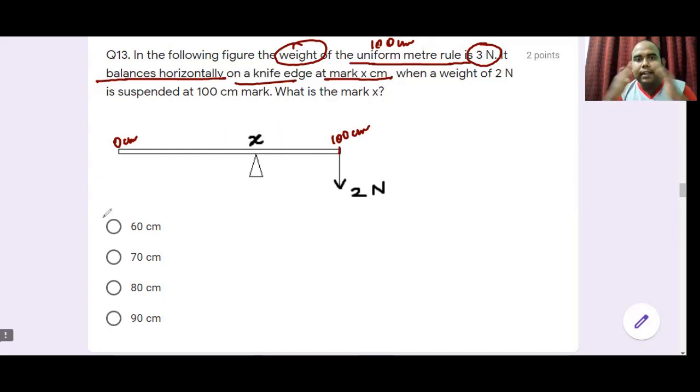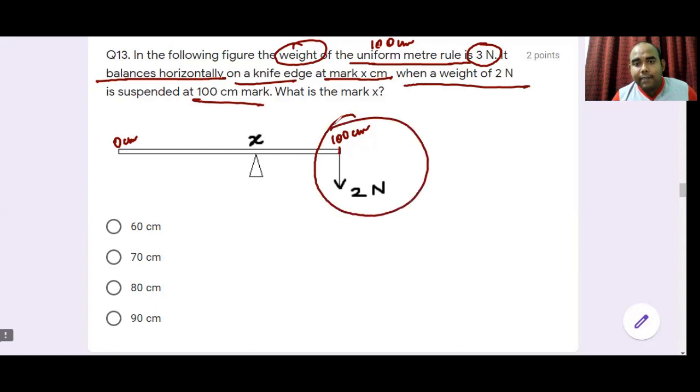नाइफ एज मींस वो फलक्रम है, वहां पर फलक्रम दिया गया है और वो बैलेंस है, परफेक्टली स्टैटिक इक्विलिब्रियम में है. When a weight of 2 Newton is suspended at 100 सेंटीमीटर मार्क, जब हमने 100 सेंटीमीटर मार्क पर एक 2 न्यूटन फोर्स को सस्पेंड कर दिया गया है. तो ये फिगर में क्लियरली दिख रहा है कि 100 सेंटीमीटर मार्क पे मैंने एक 2 न्यूटन फोर्स को सस्पेंड किया हुआ है, और ऐसी स्थिति में ये पूरा बैलेंस भी है.